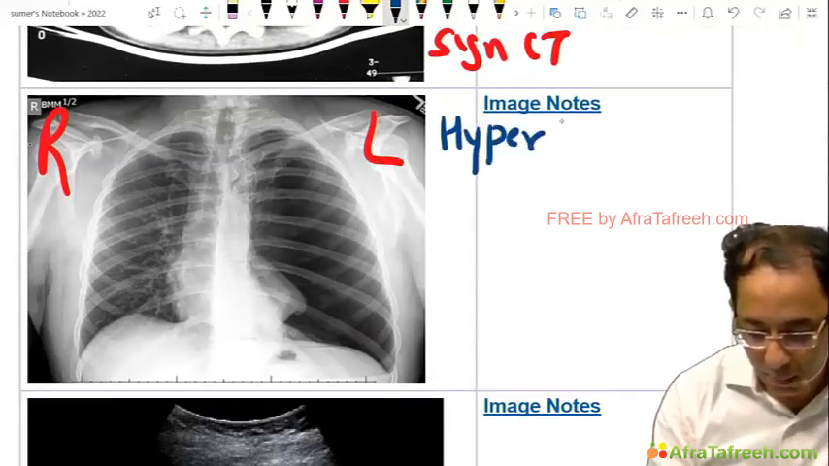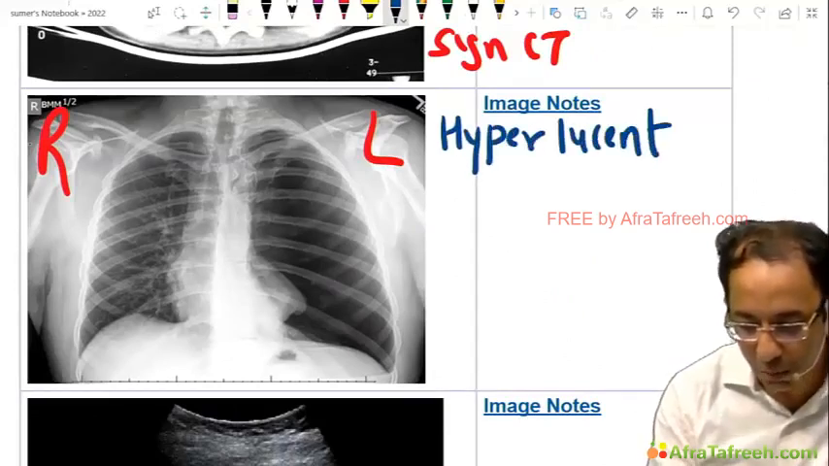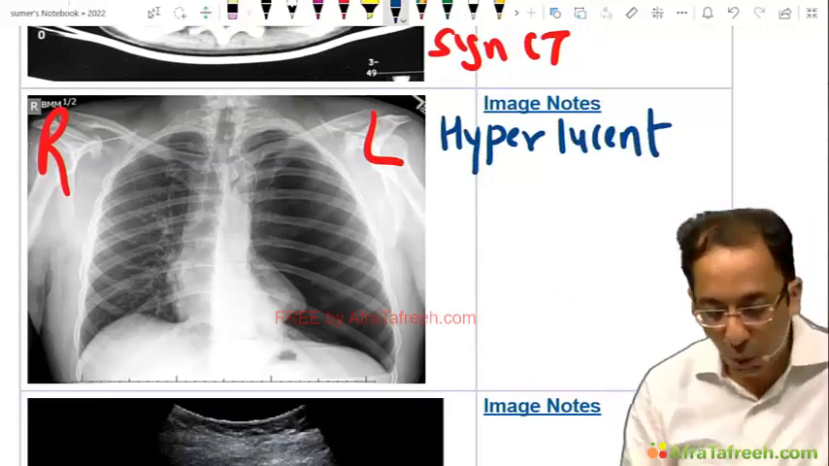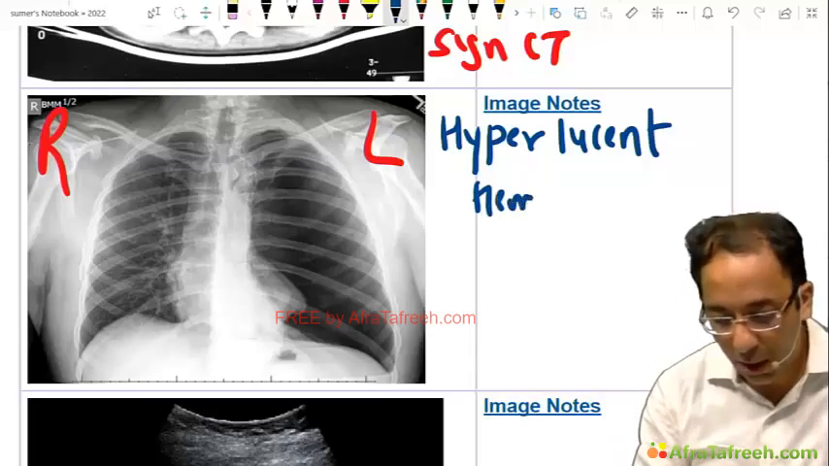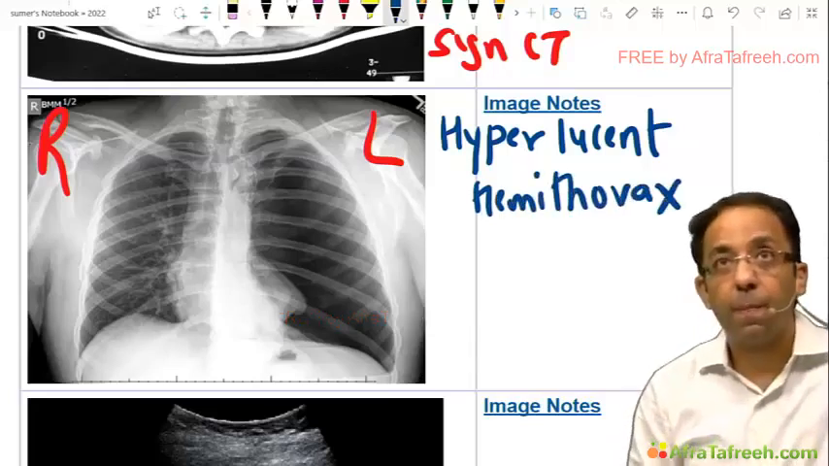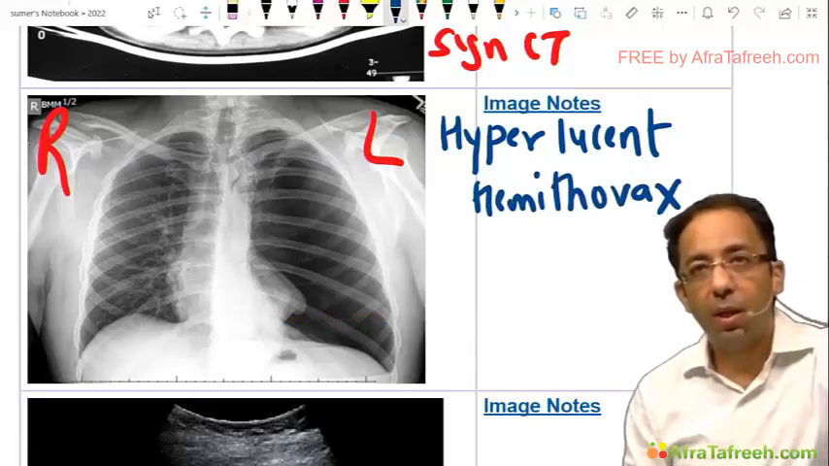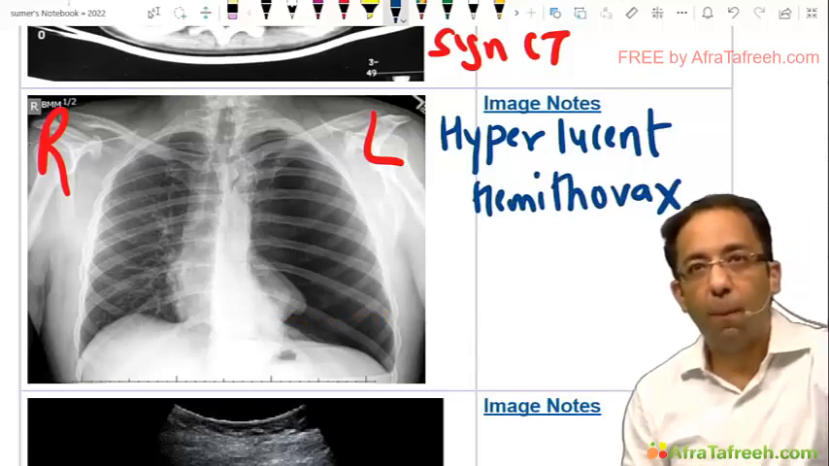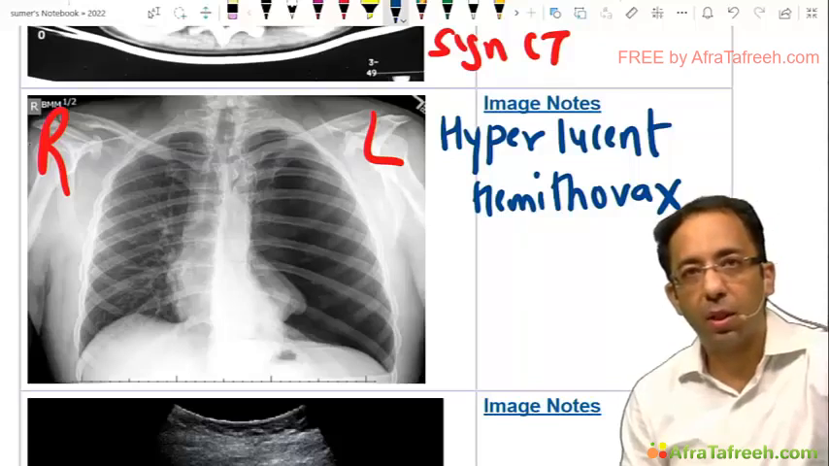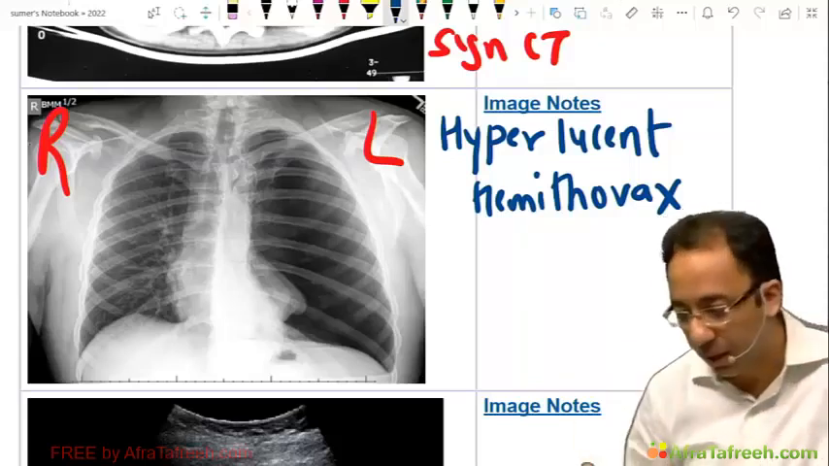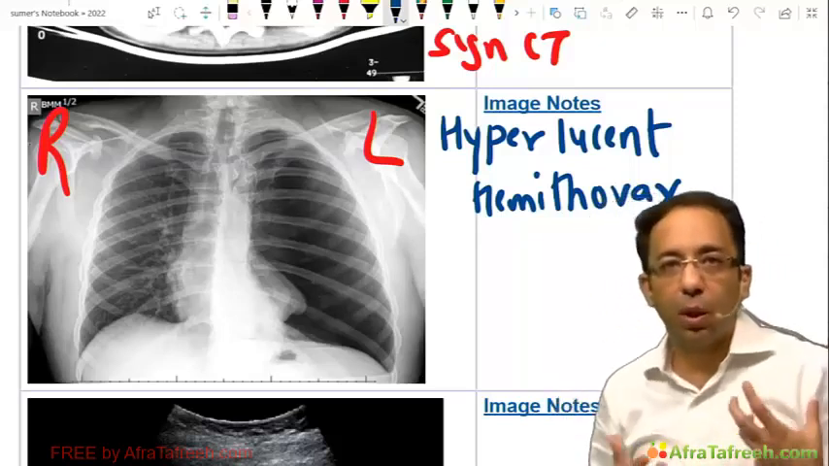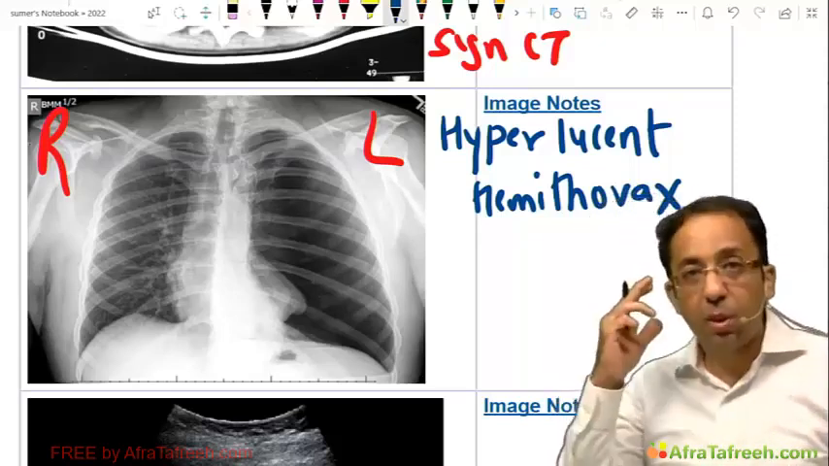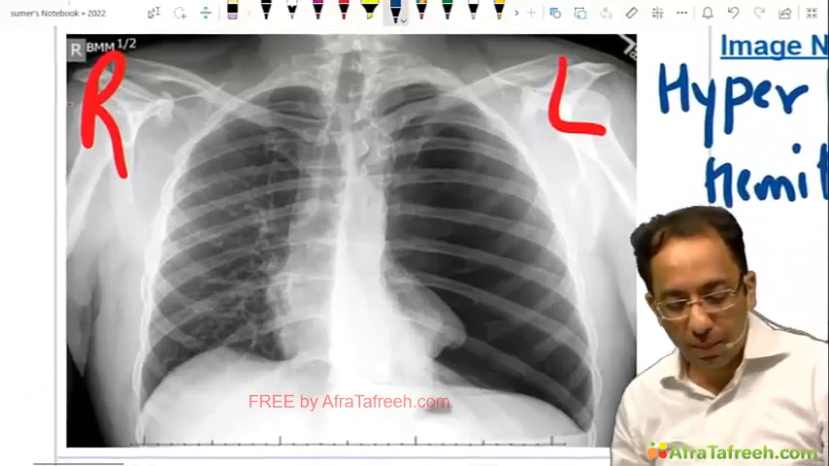There is hyperlucent. What is hyperlucent? Means more black. What is more black? Hemithorax. I am writing hyperlucent hemithorax. Now anybody tell me, why would you have a more black thorax if you have more air there? If you have more air, it could be emphysema or it could be a pneumothorax. So in my mind this could be pneumothorax.